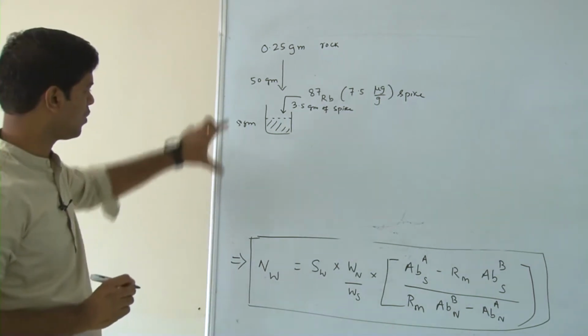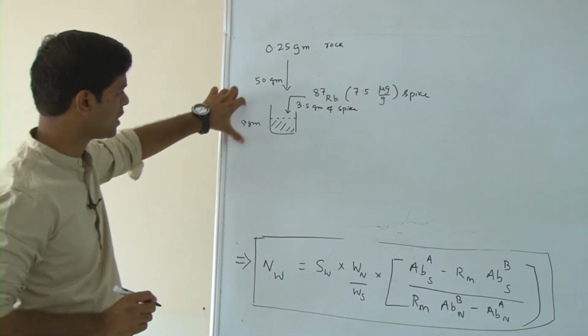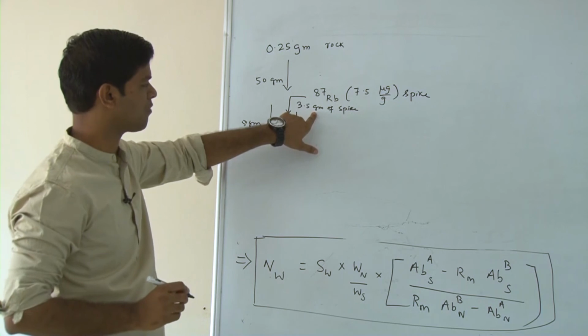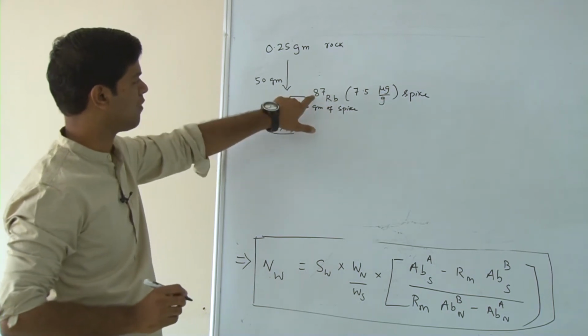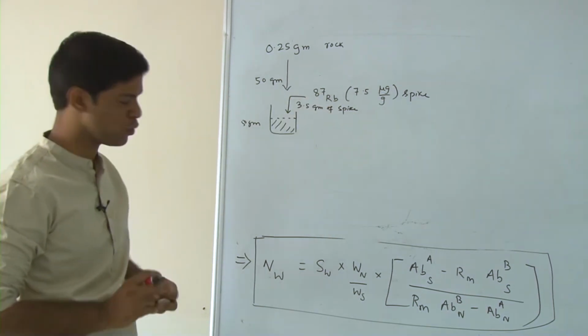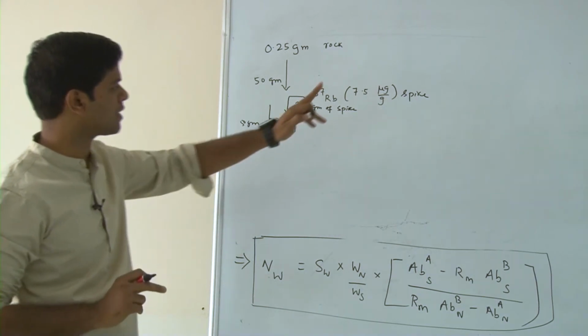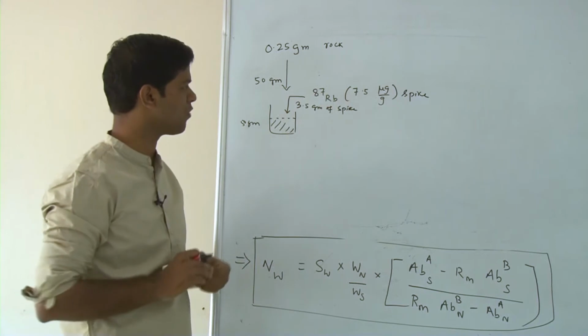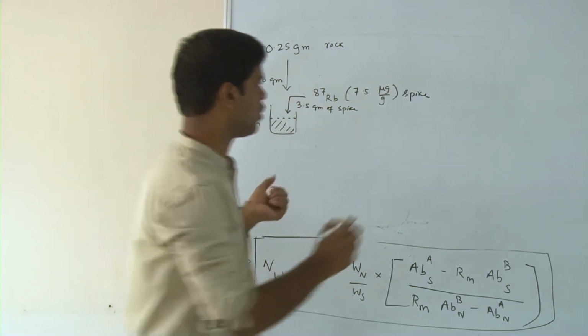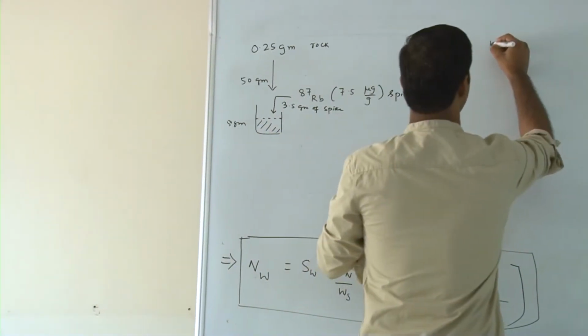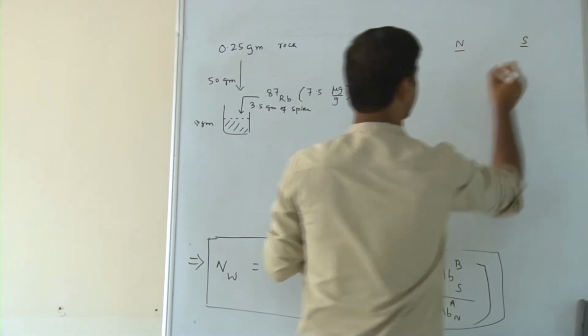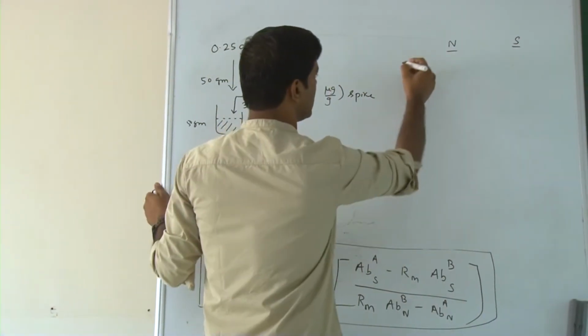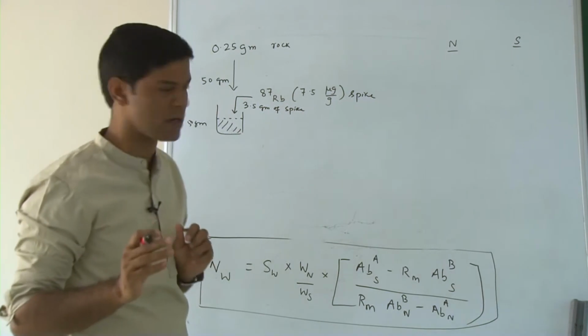Okay. Now, you had 50 gram of your sample solution, in that you added 3.5 gram of spike. The spike is 87 rubidium enriched, and the concentration of this spike solution is 7.5 gram. Now, we know the abundances, so I am writing the natural and spike abundances here.